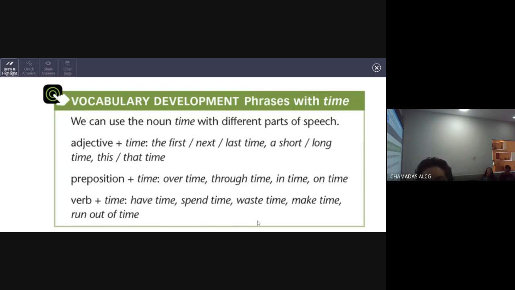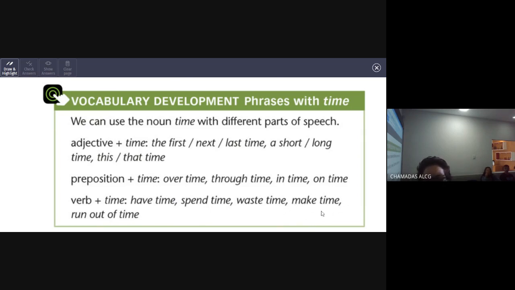Now, waste time. This has a negative connotation because when I say waste time, I'm saying that I'm not doing anything valuable. I'm doing something that is useless and is not going to help me in any way. So I'm wasting my time, okay? So it has a negative connotation. All right, Annalise? Yes? Spend time, waste time, make time.